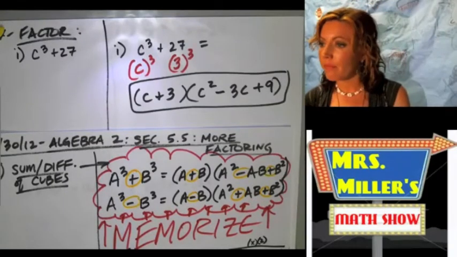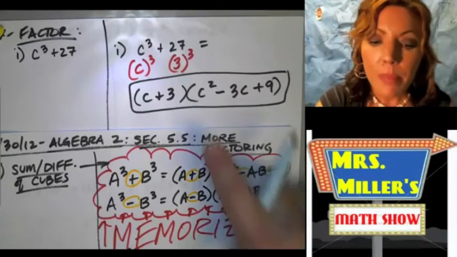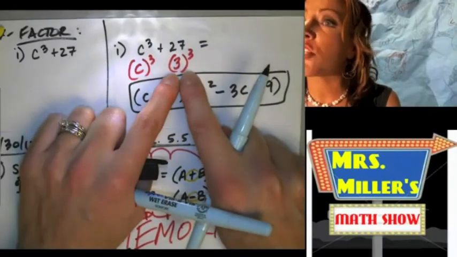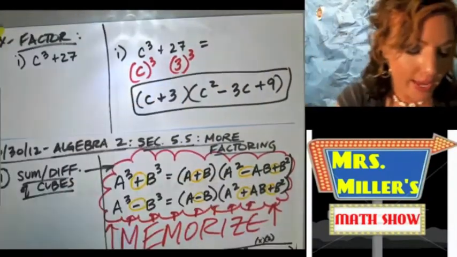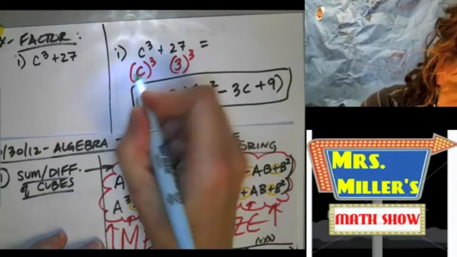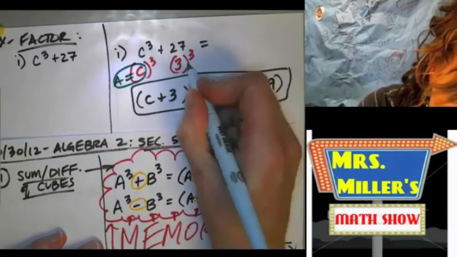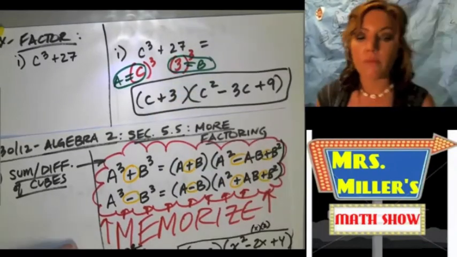What's up, Alyssa? Where did you get the 3? Because the cubic root of 27 is 3. 3 times 3 is 9 times 3 is 27. So this becomes your A, is C, and this becomes your B, which is 3. So it's based on the numbers.